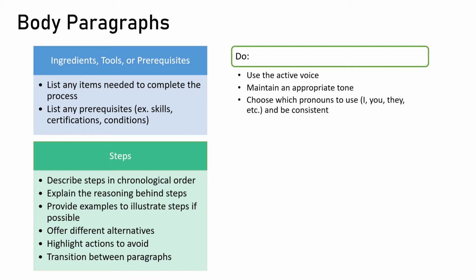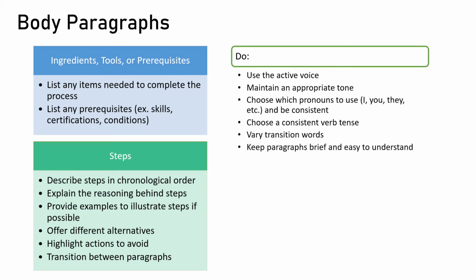Choose which pronouns you are using to clarify who is completing the process, and be consistent. So those pronouns could include I, you, they, or any other pronouns. And in my essay, I generally use the pronoun you because I am addressing students directly. Try to choose a consistent verb tense. Vary your transition words so that you are not being repetitive. Keep your paragraphs brief and easy to understand, and define any necessary terminology that the reader may not know.